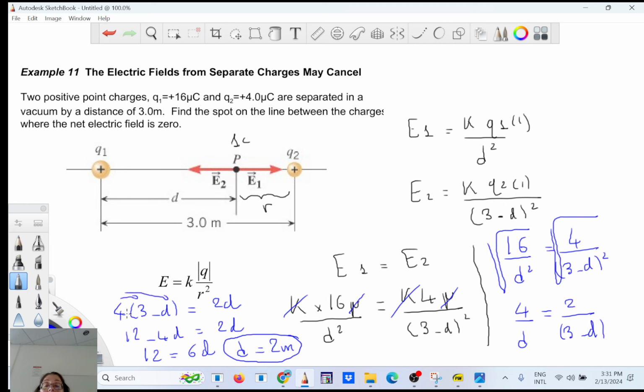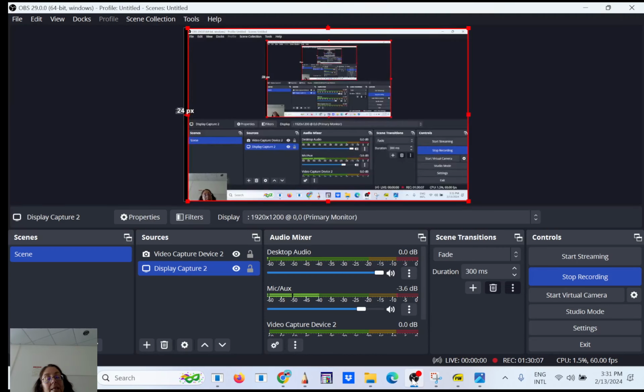How do we call that in math? This could be called cross multiply, but this is called distributing. You distribute, one for you, one for you.